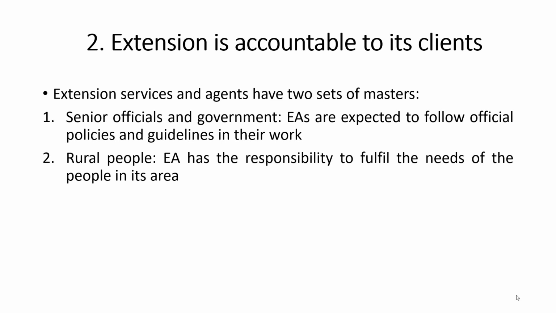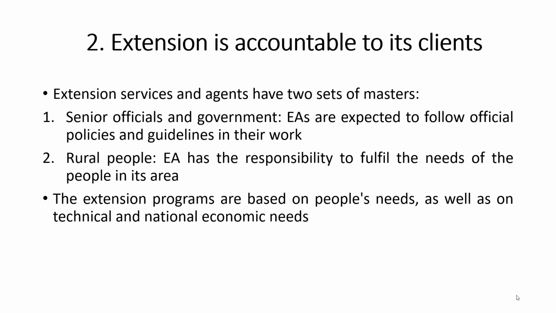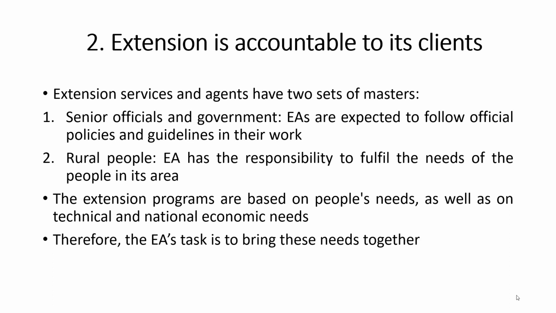When the extension agent is able to carry out the policies and plans well and at the same time is successful at improving the incomes and living standards of the rural people, then the objectives of the extension services will be automatically achieved. The extension programs are based on people's needs as well as on the technical and national economic needs. Therefore, the extension agent's task is to bring these needs together. For example, the government's policy may be to increase the amount of organic food production in the country by encouraging the mass of small farmers to increase their output by improving or transitioning their farming methods. National needs and farmers' needs can be satisfied together.